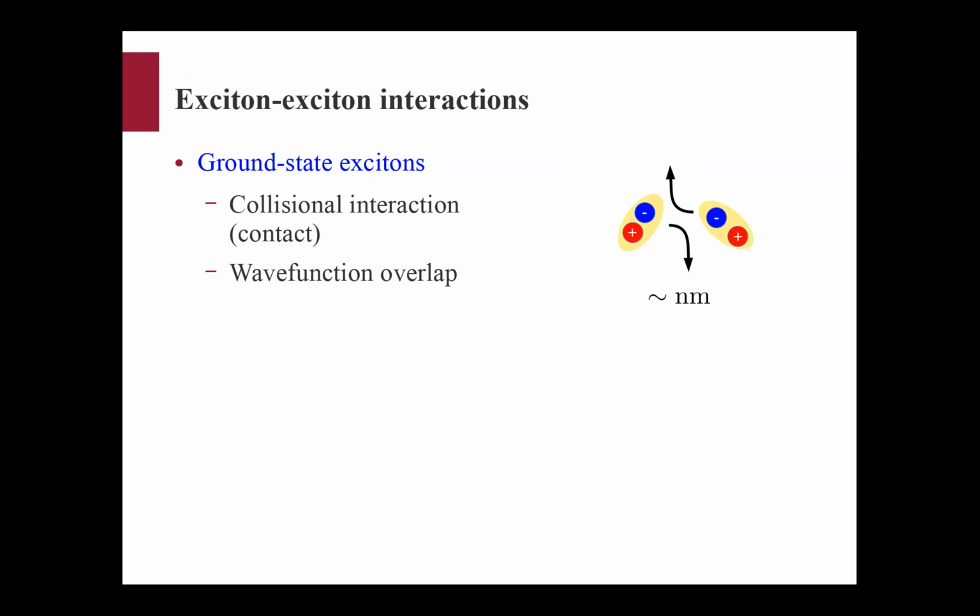If we want to understand interactions, the first thing to do is to analyze how we expect these Rydberg excitons to differ from their ground state counterparts. To remind you, ground state excitons consist of an electron and a hole, and the way they interact is by a collisional interaction. They collide, and because they are composite bosons consisting of fermions, there's Pauli repulsion, a repulsive interaction that's effective on the range of their size. Here, that's a nanometer range.